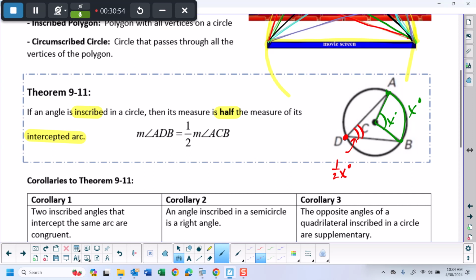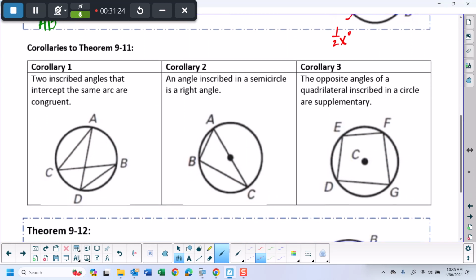So the intercepted arc is arc AB in this story. The angle that's inscribed is angle ADB, and the measure of that central angle, ACB, is the same as the arc. So given this one theorem, we end up with 3 different corollaries.